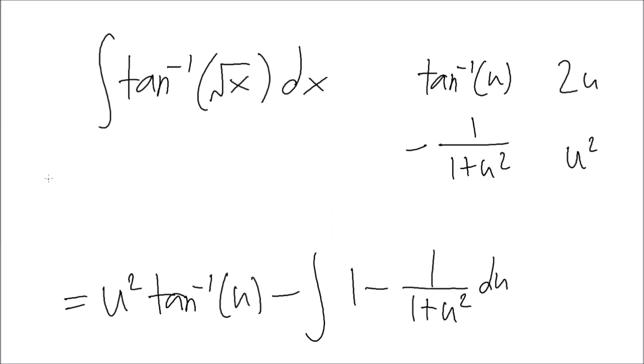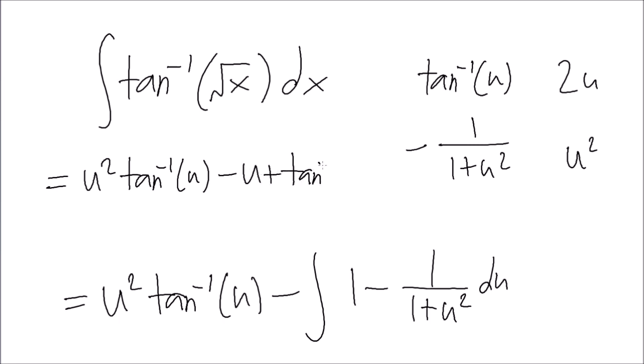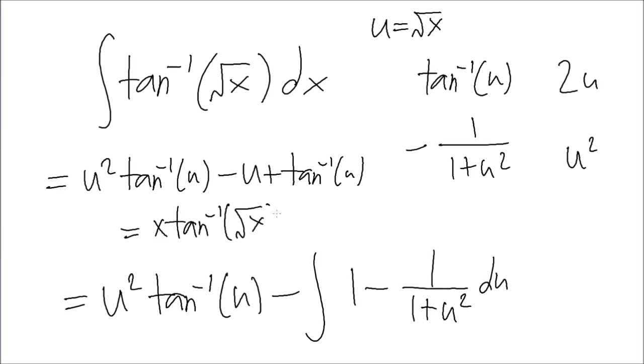Cool. So now this is equal to u squared inverse tangent of u minus u plus inverse tangent of u. So now we remember that u is equal to square root of x, so u squared is x, inverse tangent of square root of x minus square root of x plus inverse tangent of square root of x plus c.